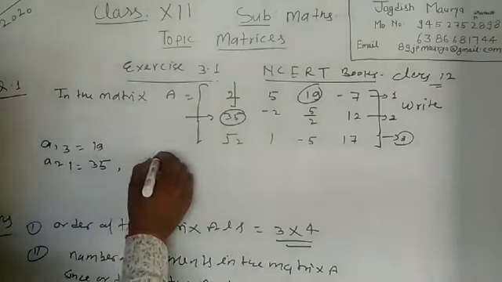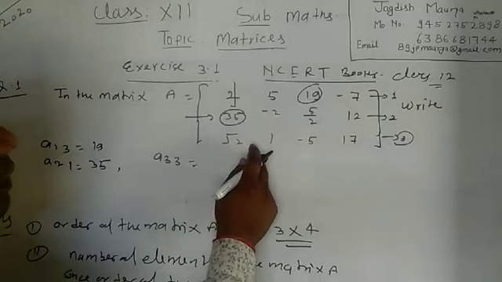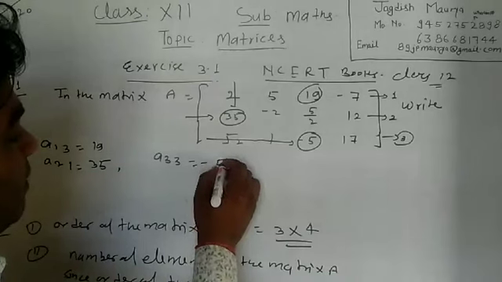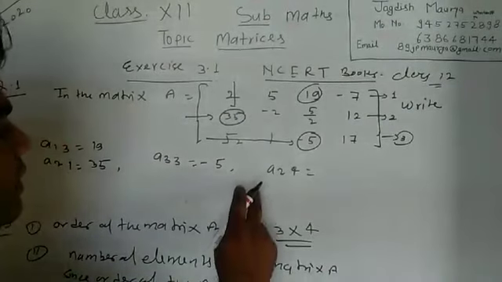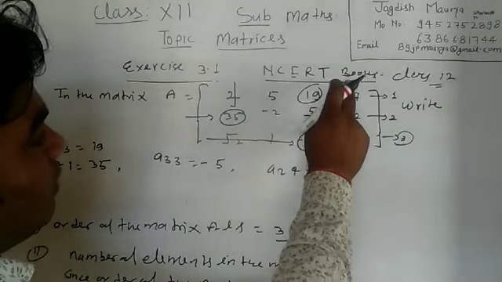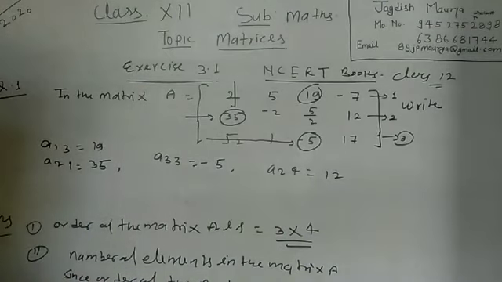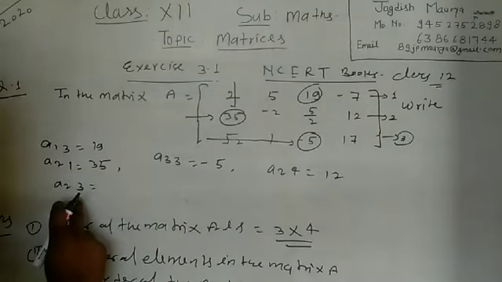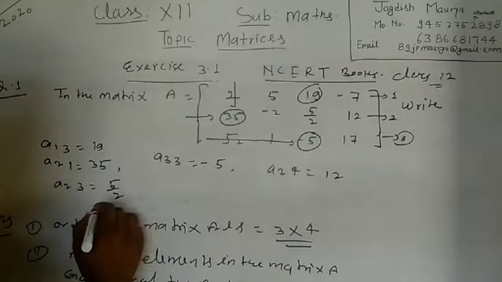Now we write A33, element of the third row and third column. This is the third row and here third column is minus 5. Now A24, element of the second row and fourth column, is 12. A23, element of the second row and third column, is 5 by 2.